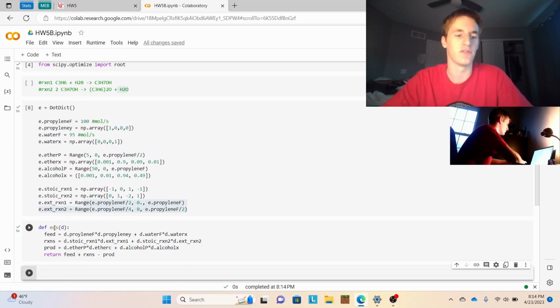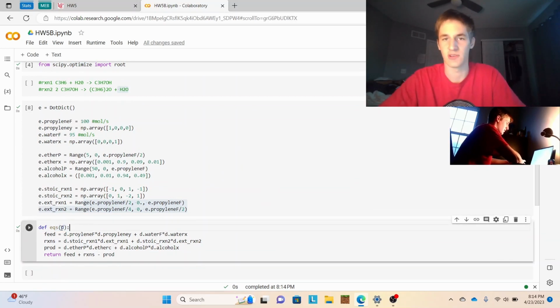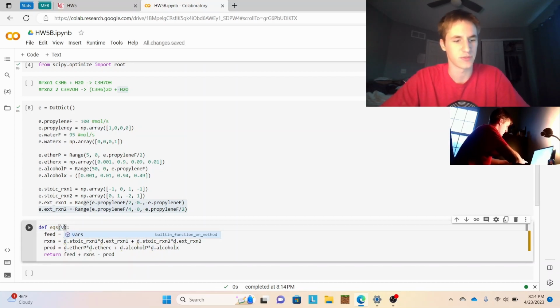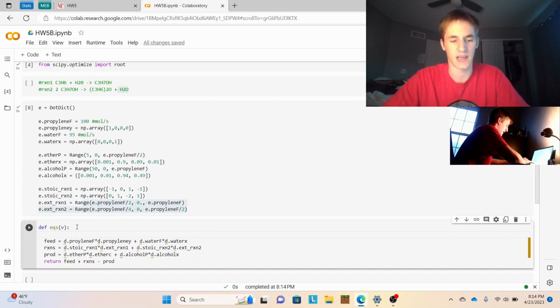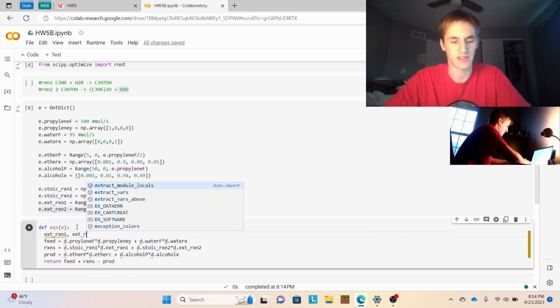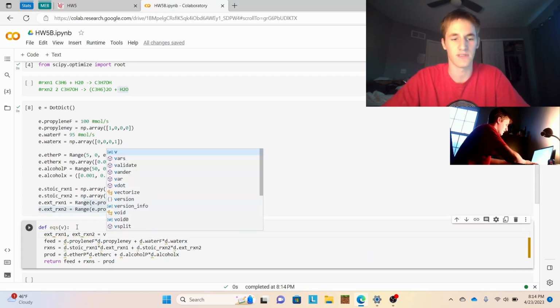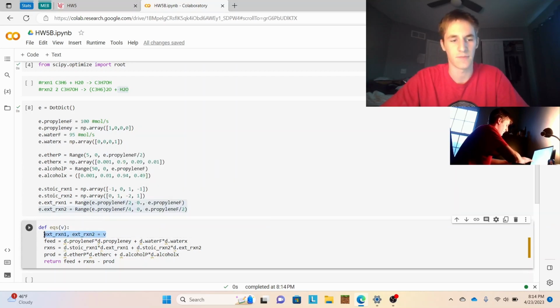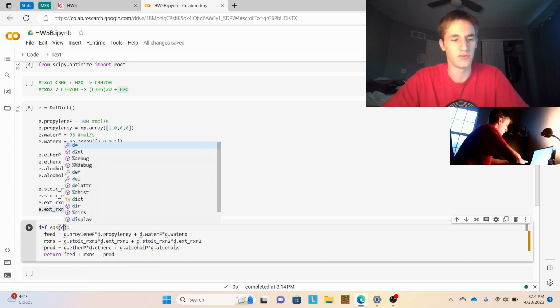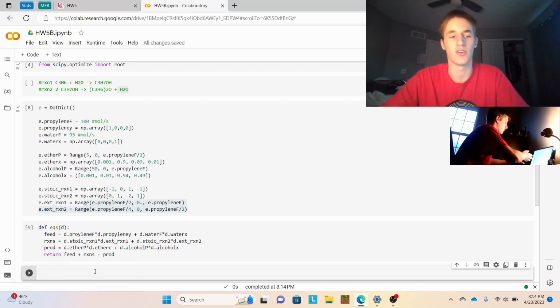So the reason that we use a dictionary here is because without it, we would enter some vector, right? So for instance, we'd have V, and then we'd have the extent of reaction 1, extent of reaction 2, and so on, equal to V. But that means that anytime our unknown changes, we would also have to change the function here, right? So if we use a dictionary, that's no longer a problem. We would just change the values in the dictionary.